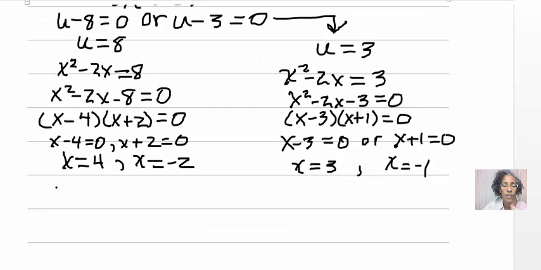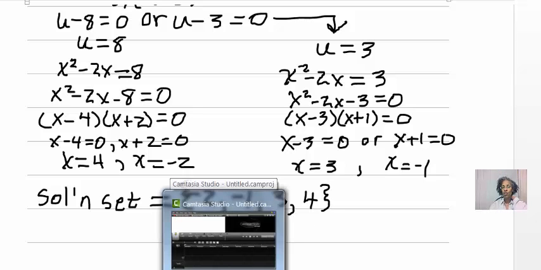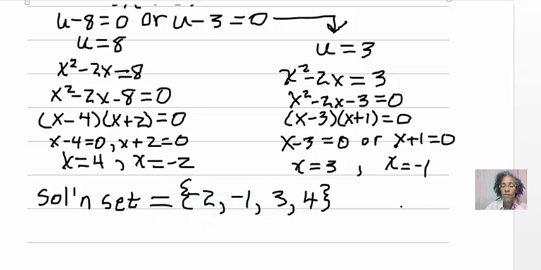And notice we said this was a fourth degree polynomial, which can have at most 4 solutions. So my solution set is the set containing negative 2, negative 1, 3, and 4. And if you substitute those back into the original equation, they make that original equation true.